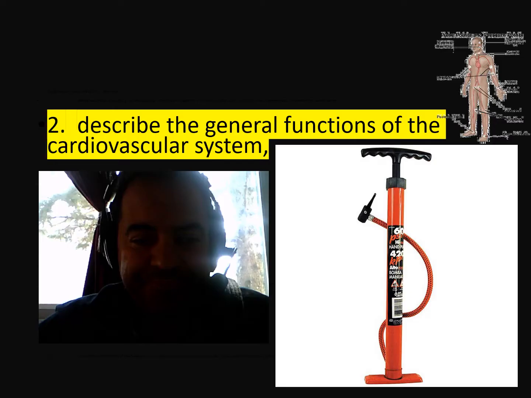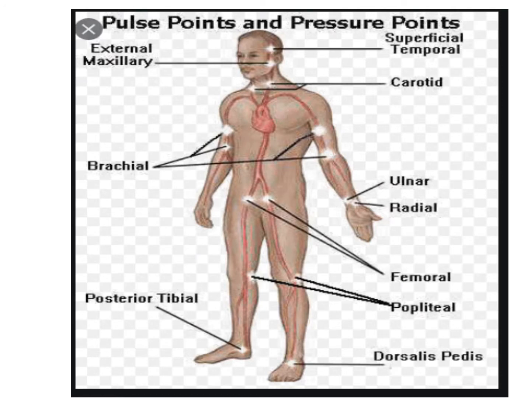Number 2, describe the general functions of the cardiovascular system. Obviously, one of the purposes of the cardiovascular system is to pump blood as far away as the posterior tibial artery, and you can palpate those pulses, and that's basically blood flowing to the body tissues through the artery.